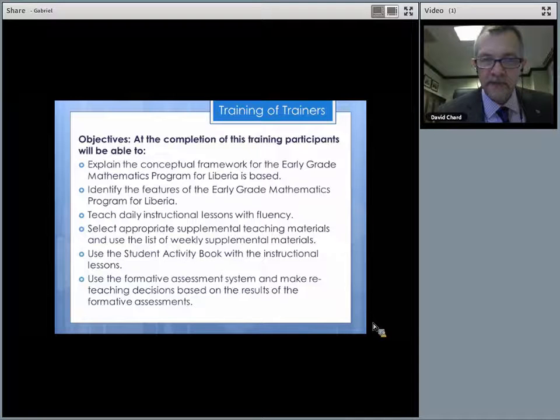Just another example of how it gets more sophisticated. And you'll see that they're developed to be as conceptual as possible, so they're building models into the actual problems. Next slide.